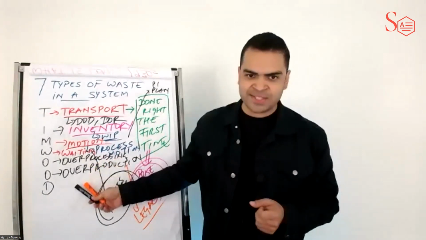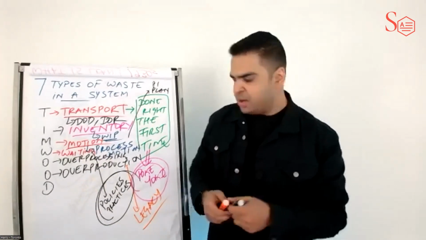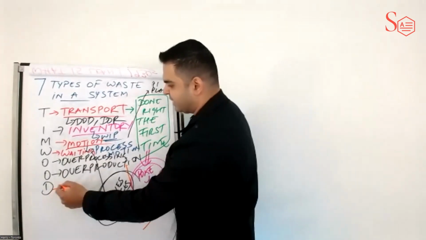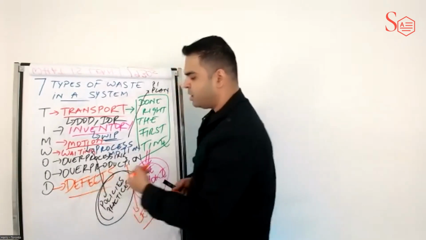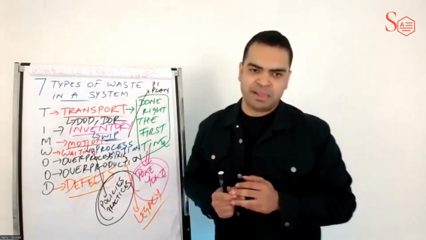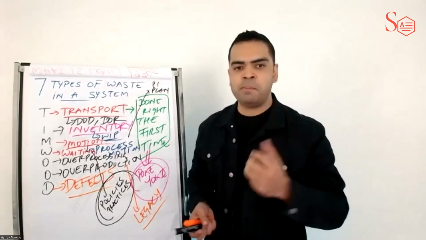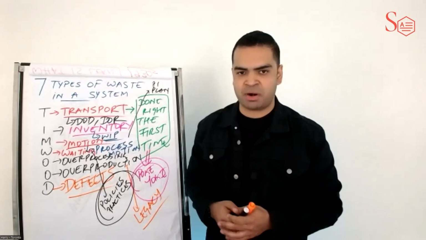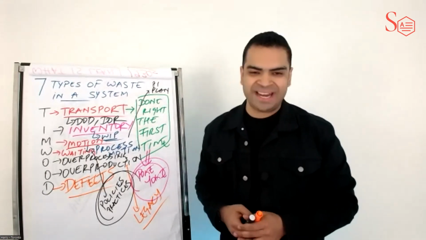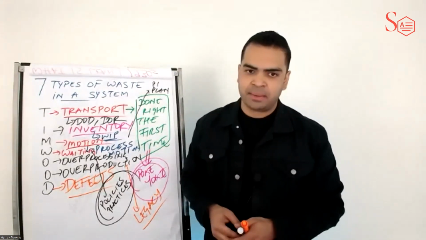Good. Ready for the last one? D refers to defects. Now, defects are pretty self-explaining. Anything that does not meet the quality criteria or the customer expectation on its first try.